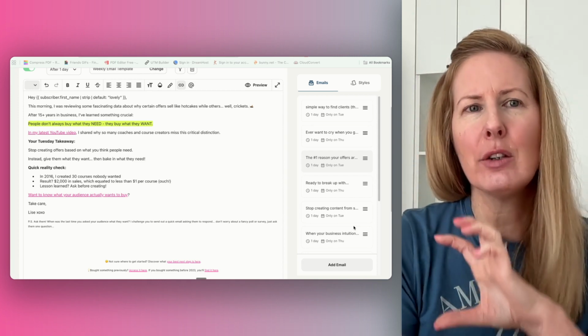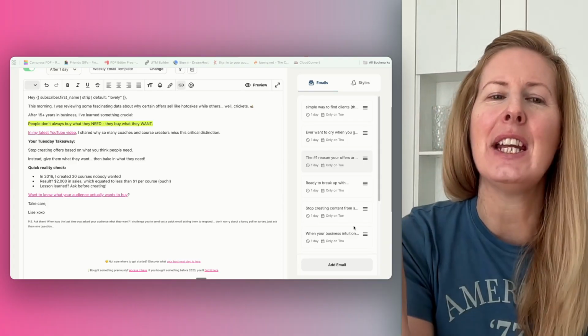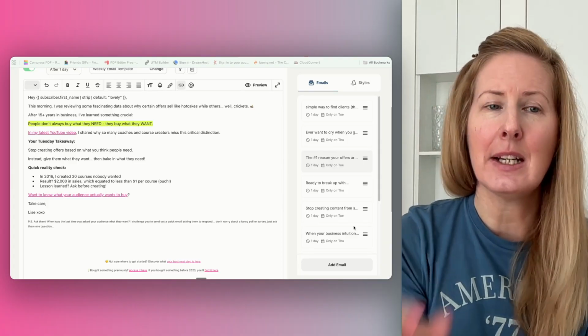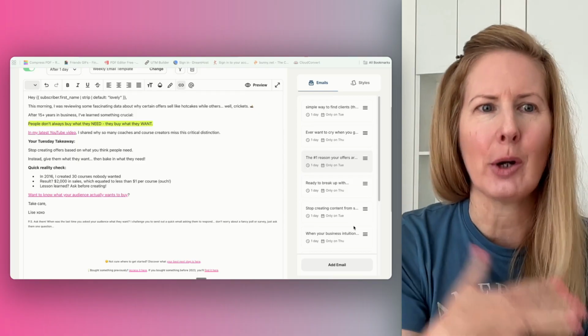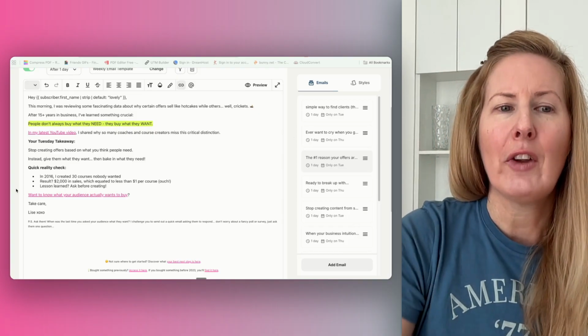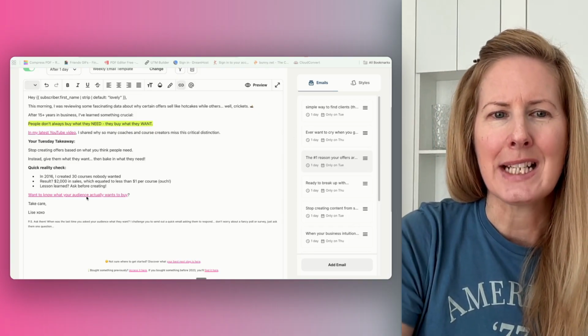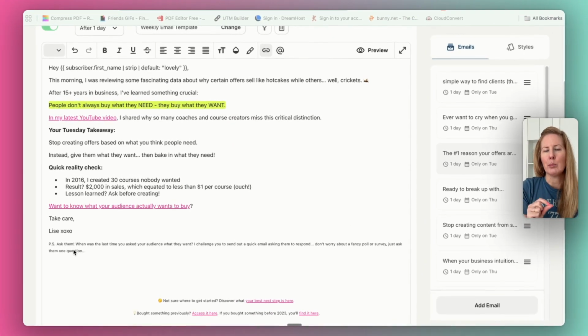The lesson is in the highlighted piece of text, and then the action step is there. But I've also broken that down in the Tuesday takeaway component: here's what your action step is going to look like. And then the call to action is, want to know what your audience actually wants to buy? And then I've also put a little PS as well. This is another way that you can get in a lesson or an action step, you can pop it down into the PS as well.